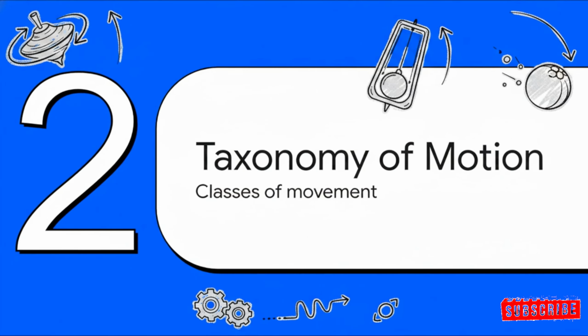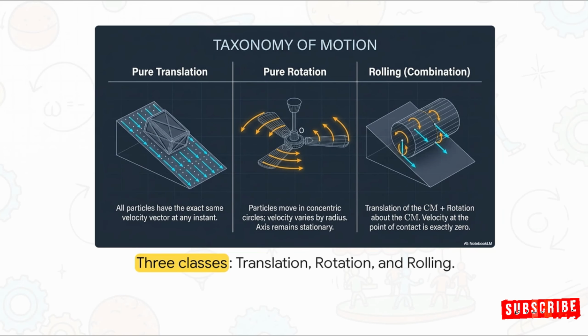Moving right along to section 2, the taxonomy of motion, let's map out the specific categories of movement an object can experience out there in the real world. Knowing how to classify motion is literally step 1 to getting the correct equations on your test. There are 3 fundamental classes you need to memorize. First, pure translation, like a box sliding down a ramp, where every particle has the exact same velocity. Second, pure rotation, like a spinning ceiling fan, where particles move in concentric circles. And third, rolling. Rolling is really just a combination of the first 2. It's the translation of the center of mass plus pure rotation about the center of mass.